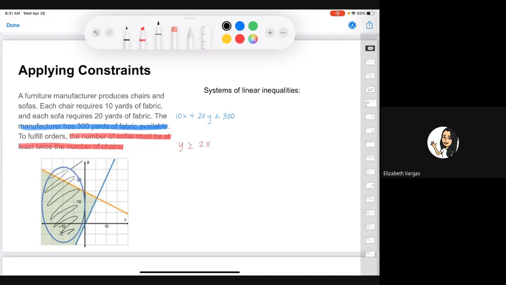And so because of this circled area, we wouldn't use that circled area because in the graph, the x and y values in the circled region do not make sense. There cannot be a negative number of chairs and sofas. That being said, that would leave us with this feasible region to work with right here. Okay, so now we've created a feasible region.